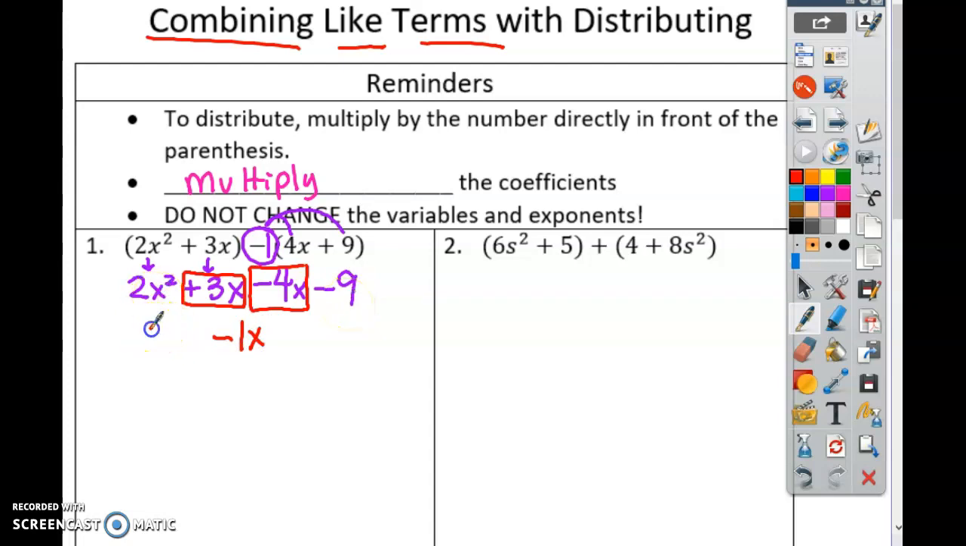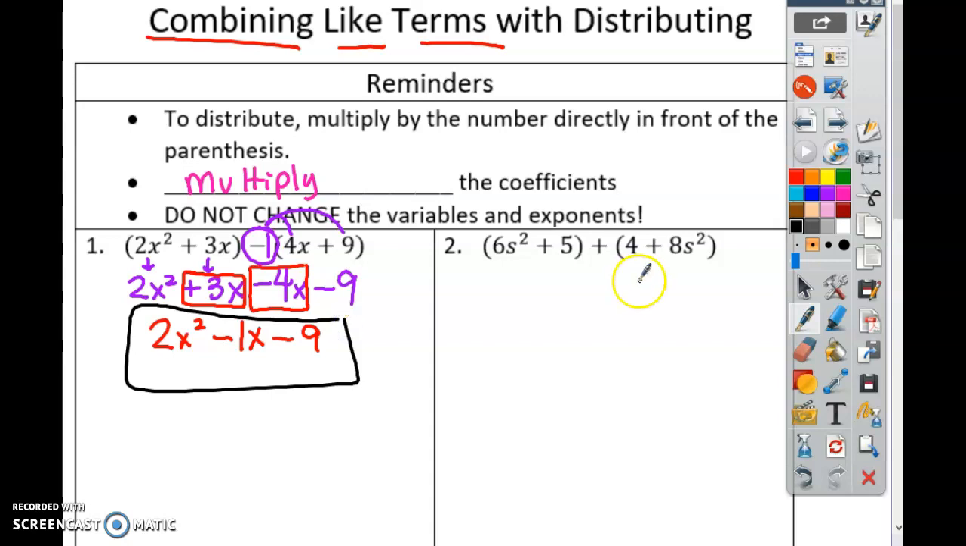This one and this one are not the same, so just bring them down. Este se baja. 2x squared. This one comes down, -9, and that is it. Okay, that's your final answer. I have distributed and combined. Okay? Let's do problem number 2.